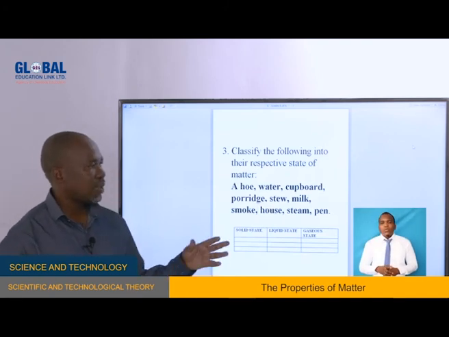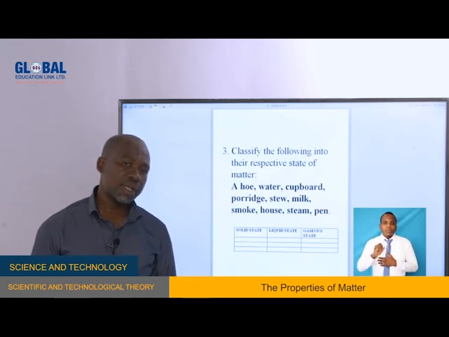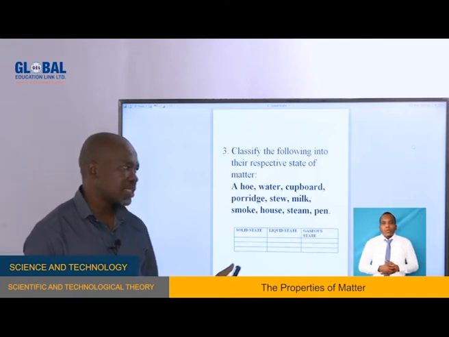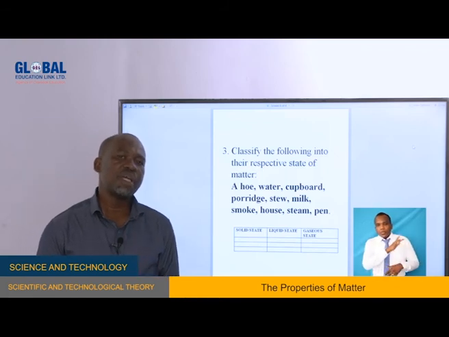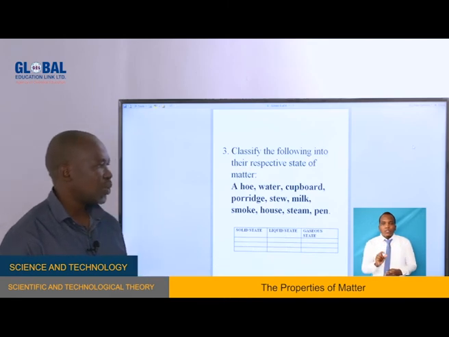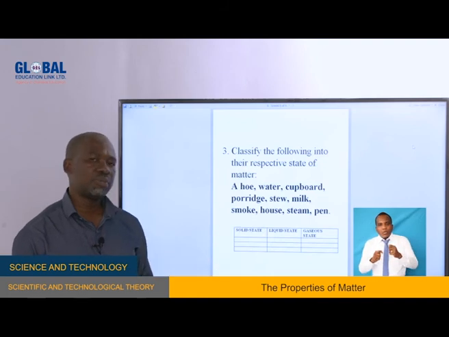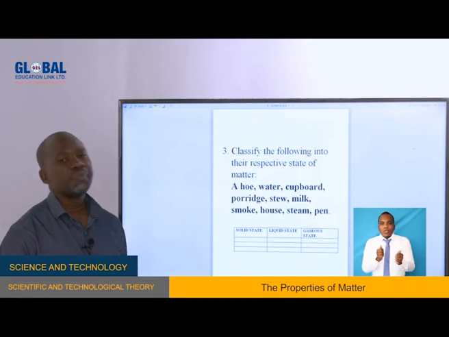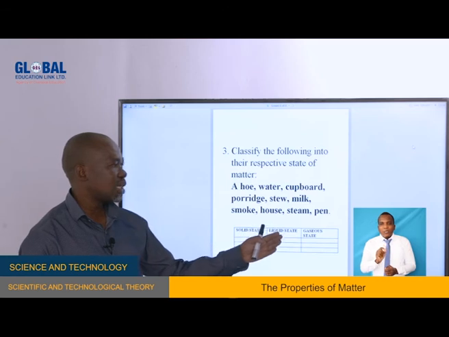Stew. The stew, we used to take it in our meal, either breakfast, lunch, or whatever. But a stew, since it flows, doesn't have a definite shape, and takes the shape of the container, falls under the liquid state. We have milk. The same applies to the stew. It takes the shape of the container, doesn't have a specific shape. The particles are loose and they are soft. This is a liquid state.